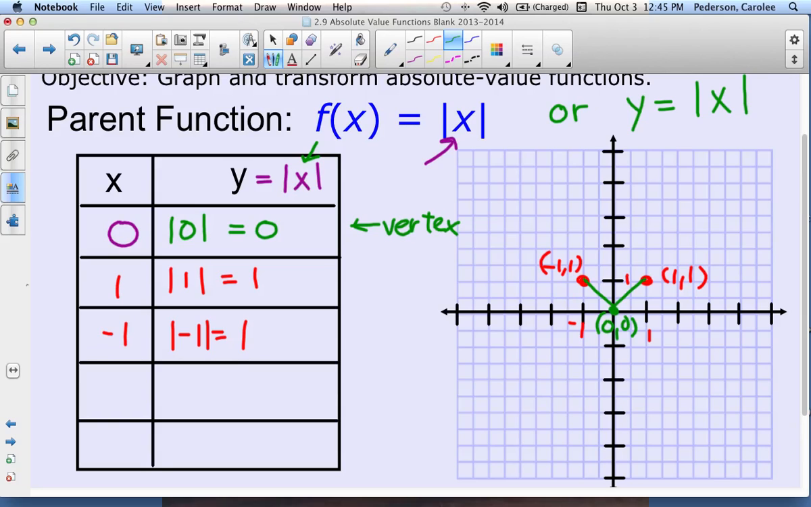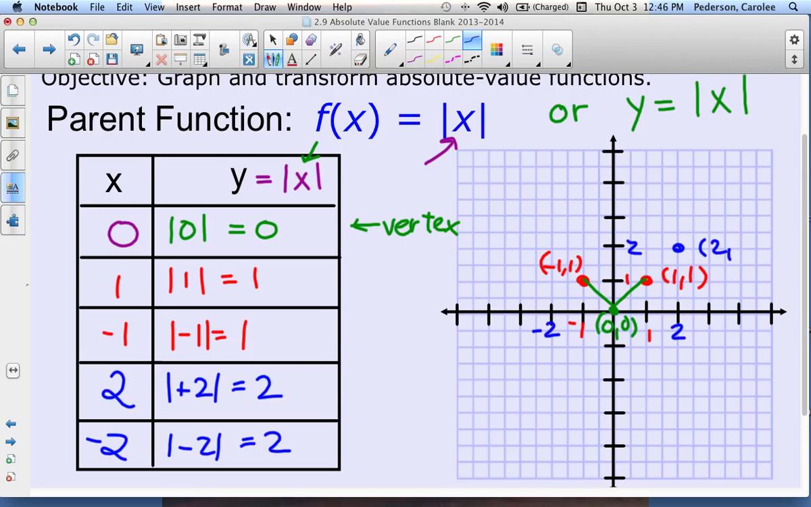Let's continue and choose 2 more ordered pairs to find. So again, another to the right, which is 2, and another to the left. So we're choosing x equaling 2 and negative 2. We're going to evaluate the function. The absolute value of positive 2 is 2. The absolute value of negative 2 is 2. Now let's graph those ordered pairs. We're going to go right 2 and up 2. So there's your ordered pair 2, 2. And then left 2 and up 2. And there's our ordered pairs.